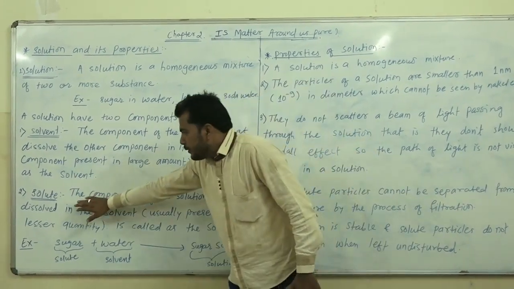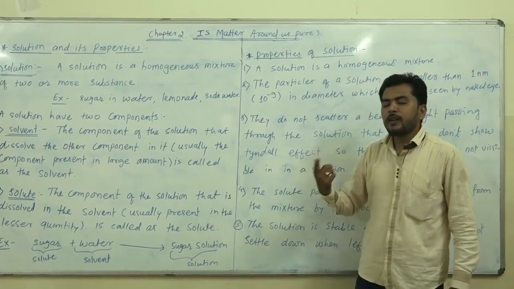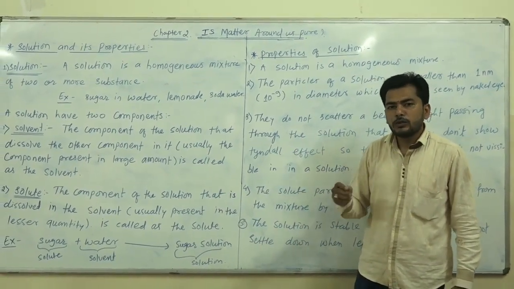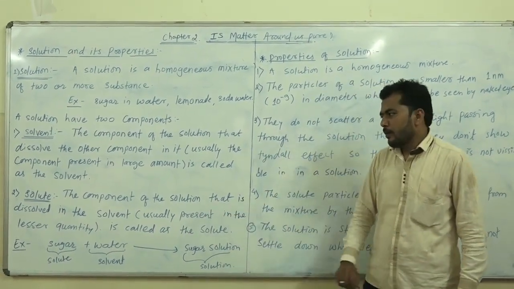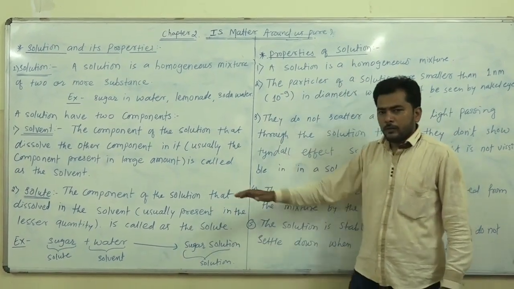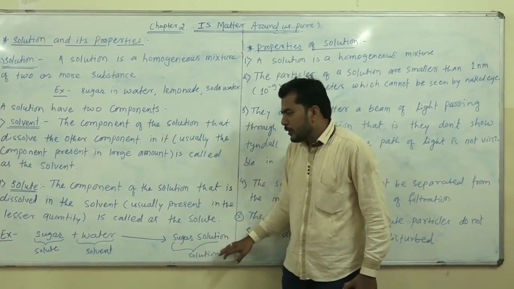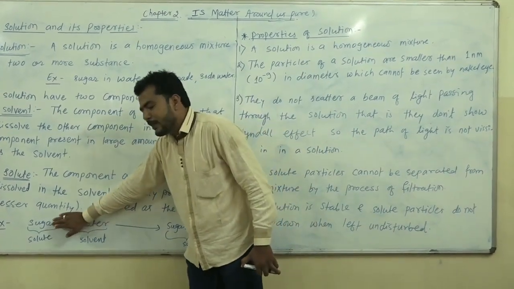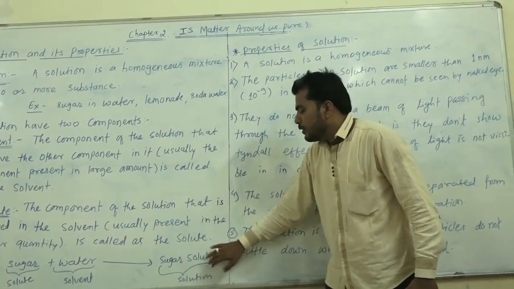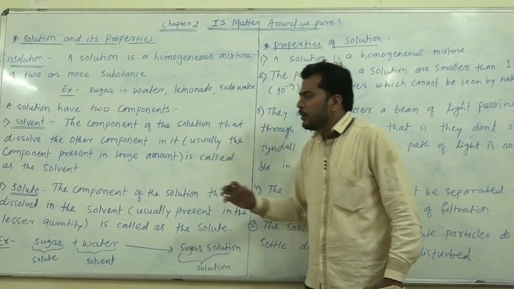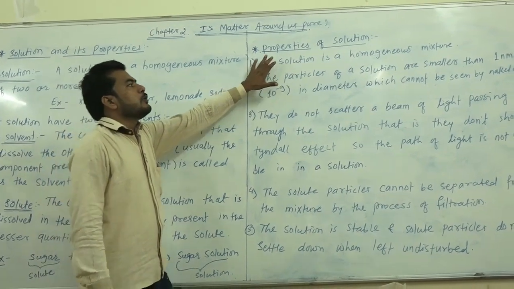Second one we see is solute, the component of the solution that is dissolved in the solvent, and usually it is present in the lesser amount. For example, sugar plus water gives sugar solution. Here in this example, sugar is the solute and water is the solvent, and from it we get sugar solution. There are some properties of the solution.